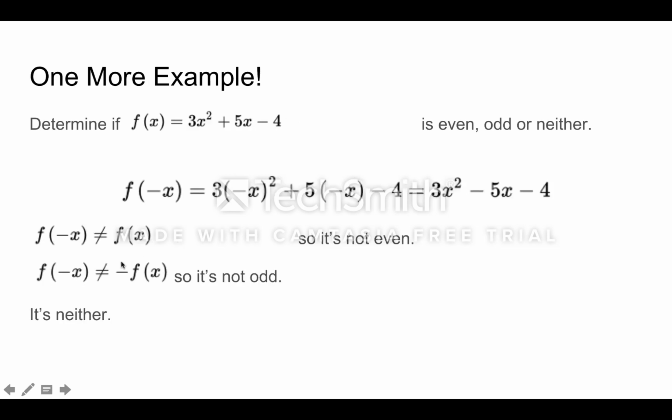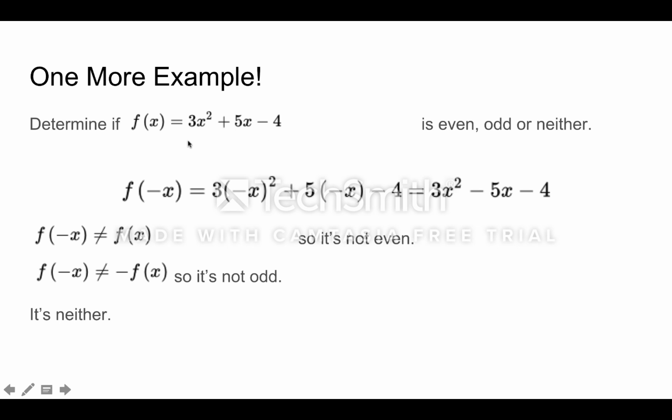One more example. Let's look at this guy. 3x squared plus 5x minus 4. If you're really quick here, you notice we've got an even exponent, an odd exponent, and constants, remember, are even exponents. We've got a mixture of even and odds. Anytime that happens, if you've got a mixture of even and odd powers, it's going to be neither.